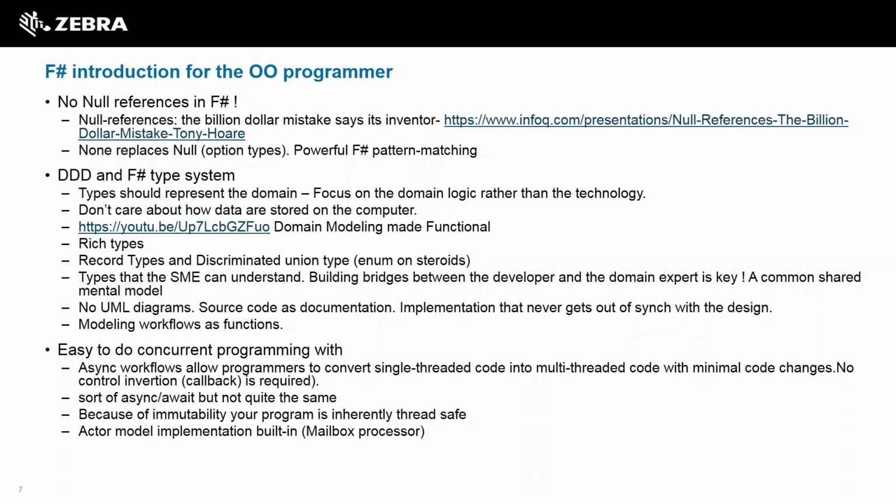I have to mention concurrent programming, as it is becoming more and more relevant in mobile application development. And it's actually very easy to do concurrent programming with F#. This is where the immutability choice pays the dividends. Because of immutability, your program is inherently thread safe.